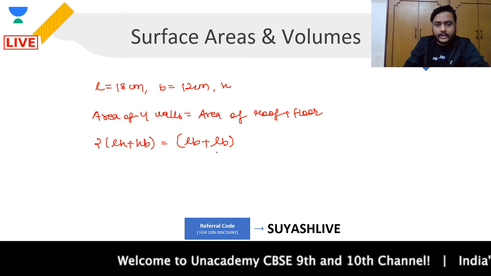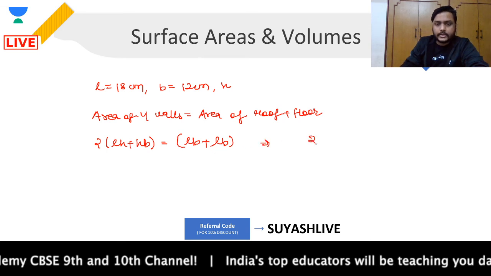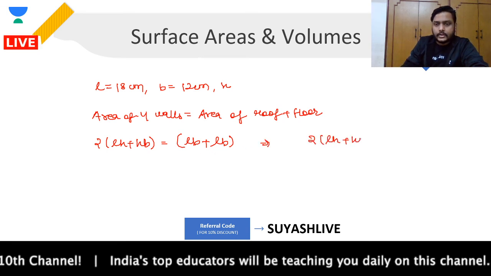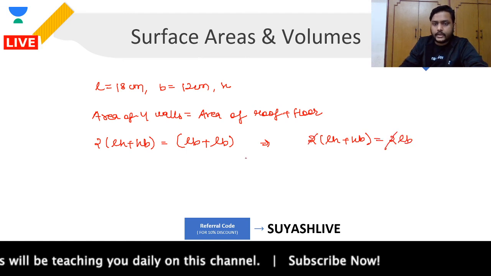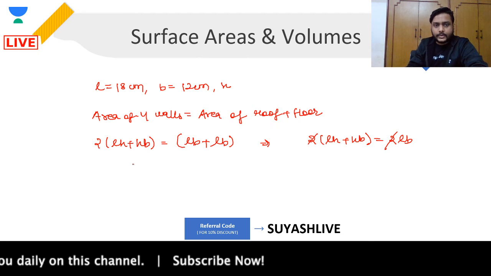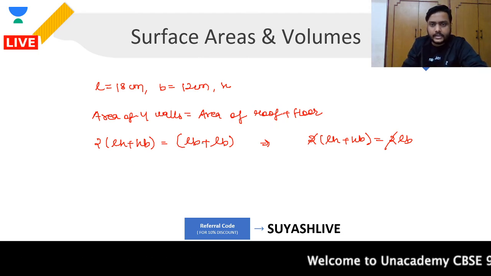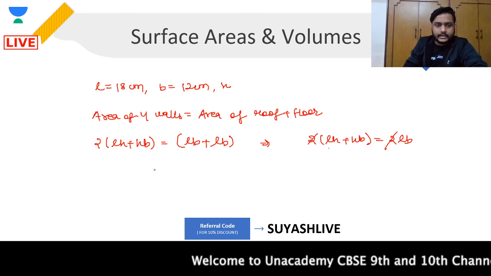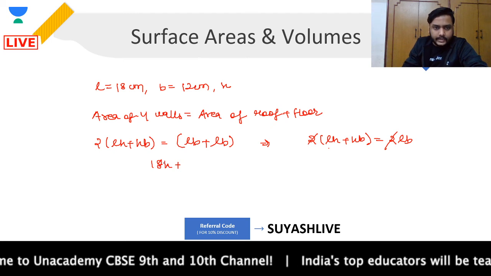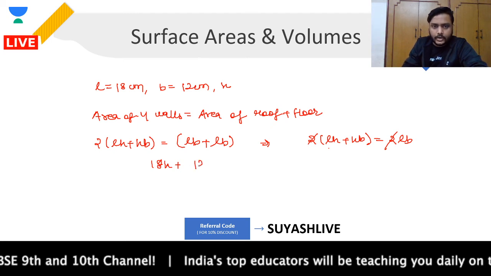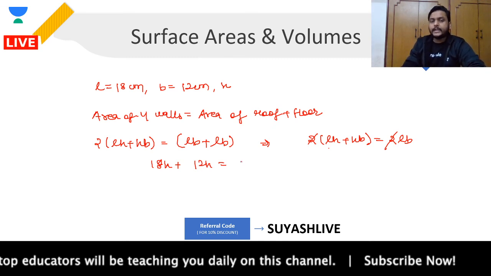If you look at this, I can write 2 times (LH plus HB) is equal to 2 times LB. 2 and 2 cancel. You have LH plus HB. Let's put the values, guys. In LH and HB, H is not known, LB is known. LB is 18 into 12, and L is 18. So it will be 18 times H plus, focus, 12 times H is equal to L into B. 18 into 12, that will be what?